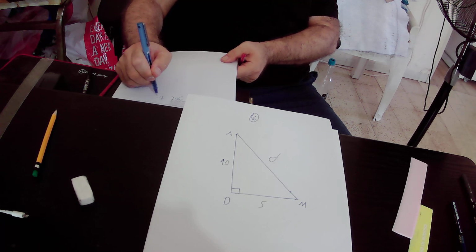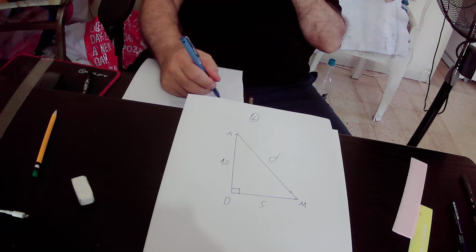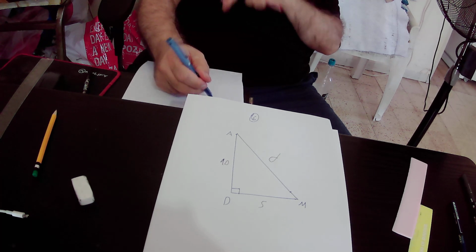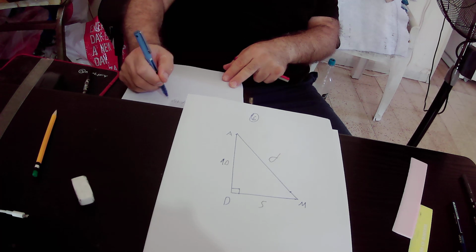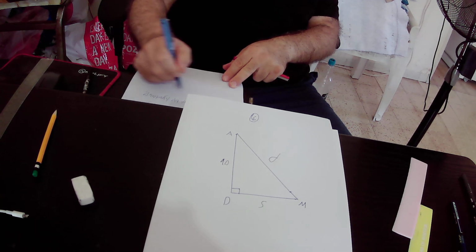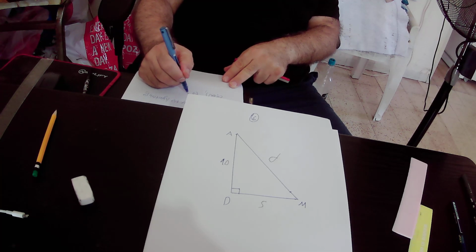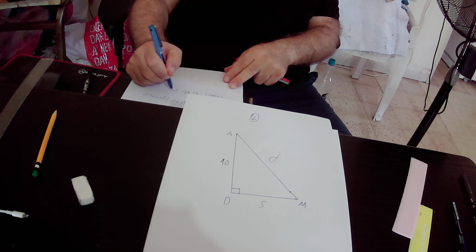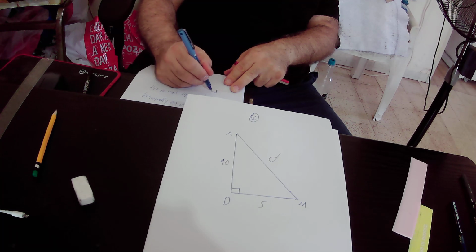In a right triangle, the square of the hypotenuse equals the sum of the squares of the perpendiculars.